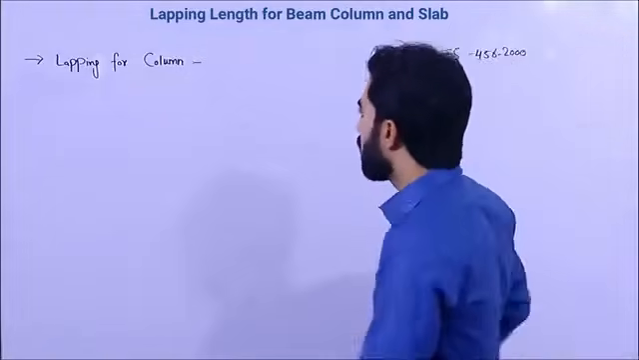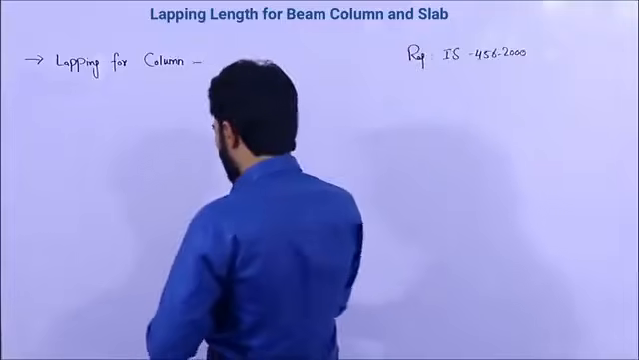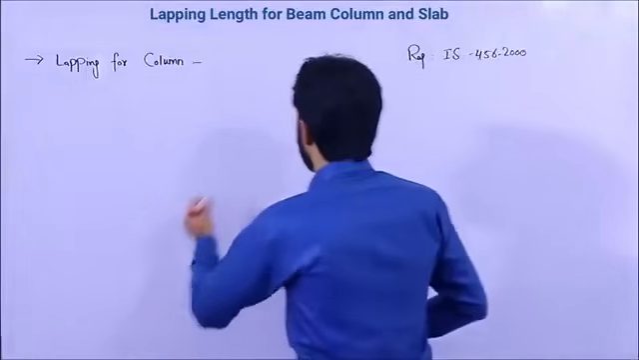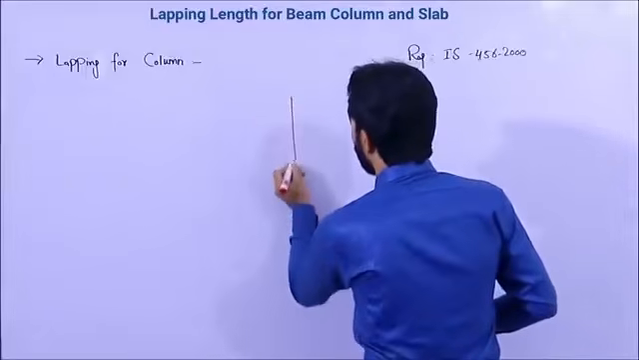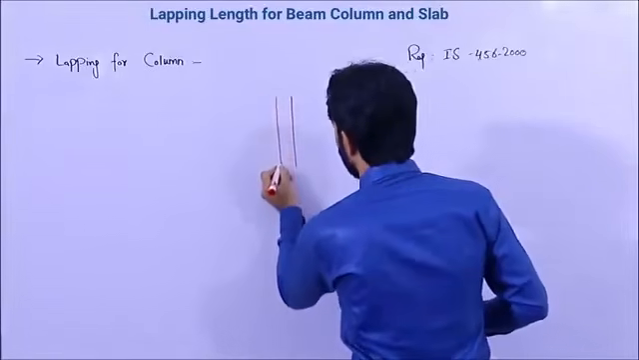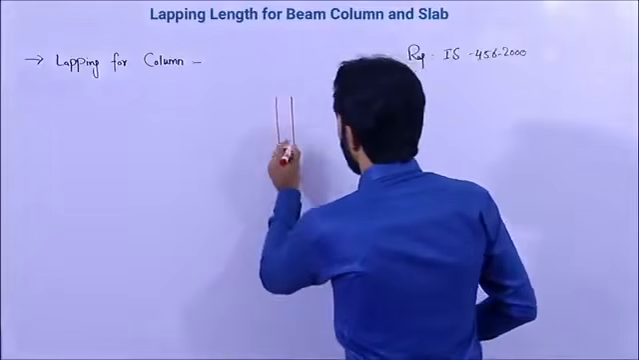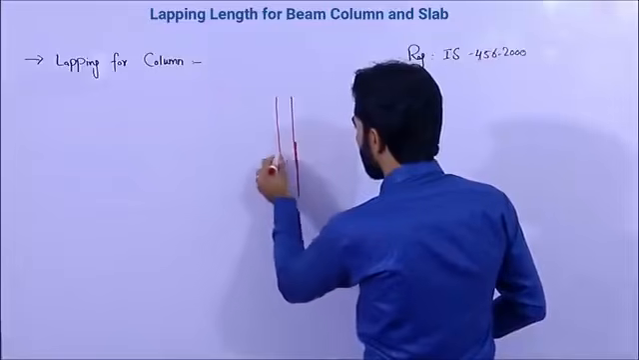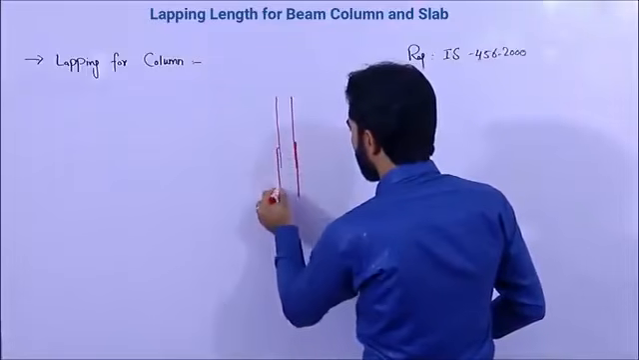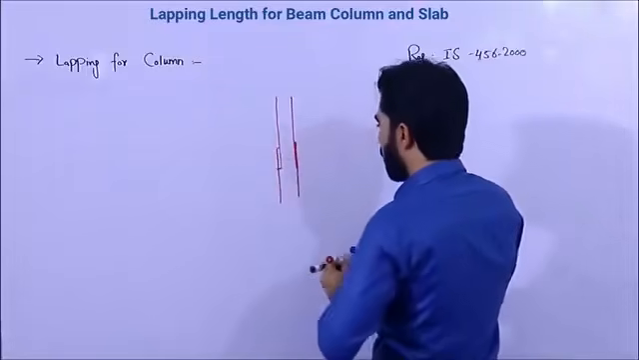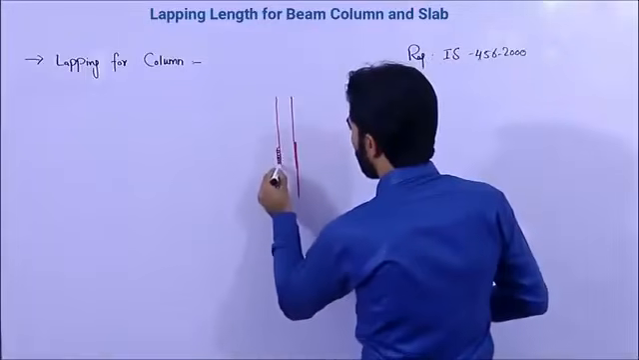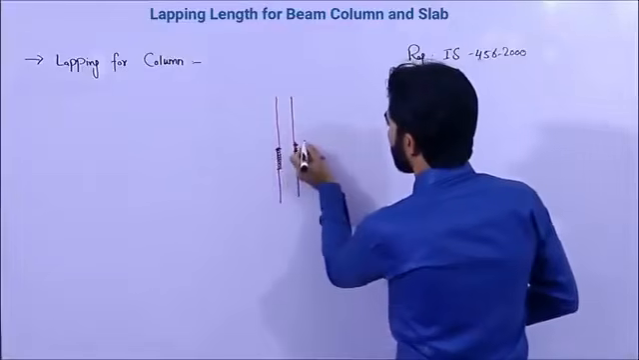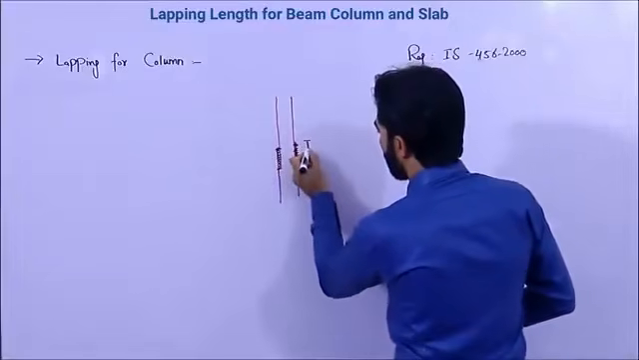So for compression, because the column is a compression member, therefore you can see guys, this is a column. Here we will provide the lapping like this. So this is lapping length. So how we can get this length?